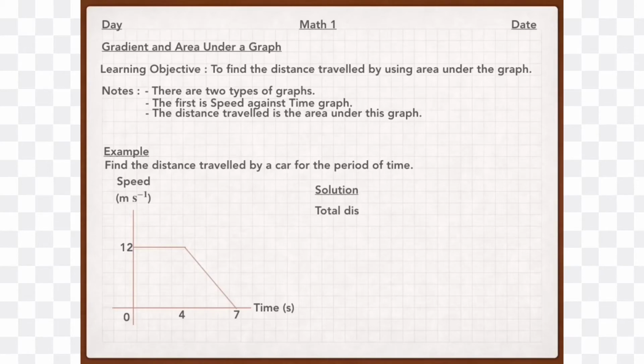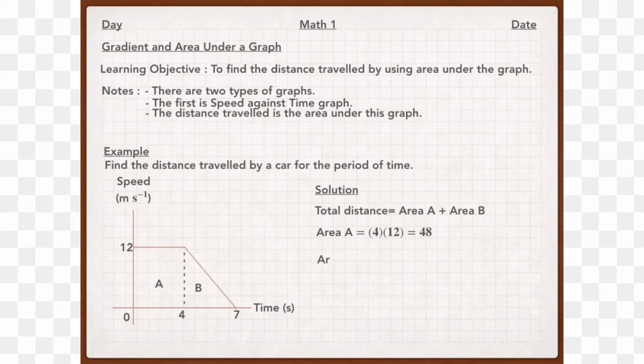First, for the total distance, I'm going to define two areas, area A and area B. If you look at your graph carefully, there are two shapes. The first shape is the rectangle, which is labeled as A. So this area A will be equal to simply 4 times 12, which is 48. Now draw a dotted line there. So this is area B, which is a triangle.